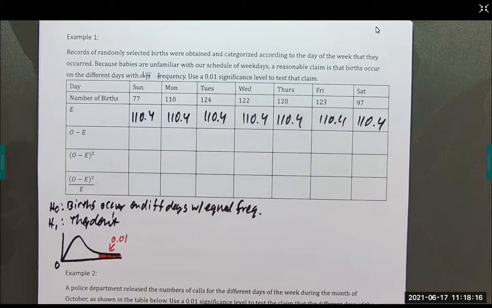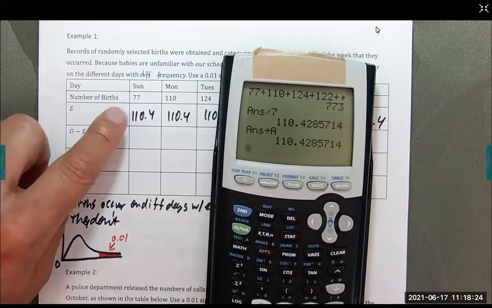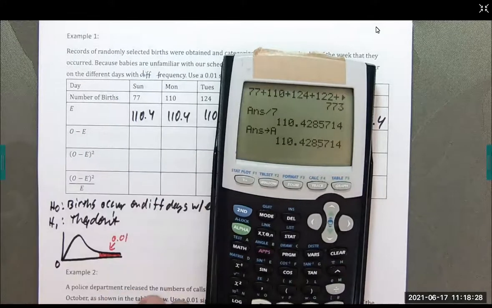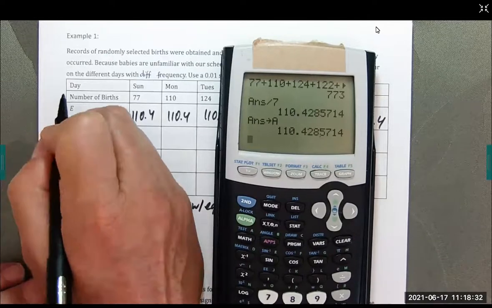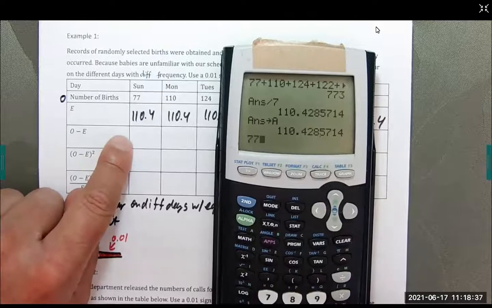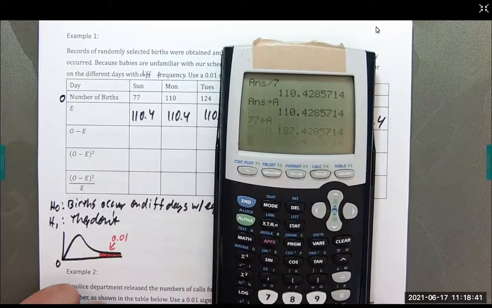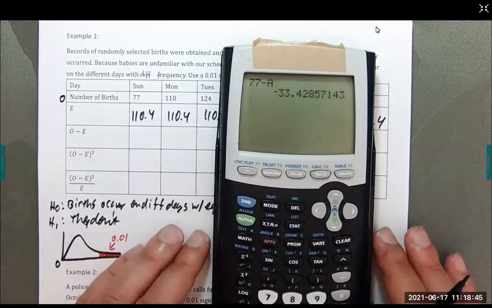Now the O minus E, I'm just going to do this first one here, and then I'll show you the cheat way to do it, if your calculator has it. Not all calculators are going to have the cheat way to do this, so some of the older models will not. So this is O. So O minus E is 77 minus A, negative 33.4.